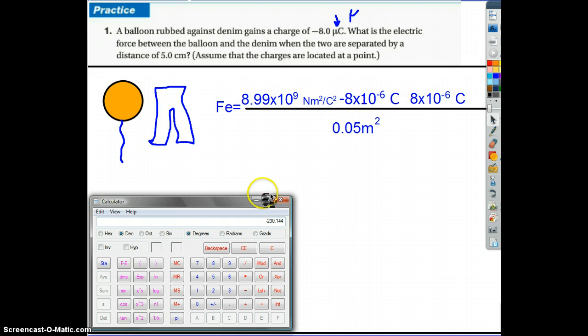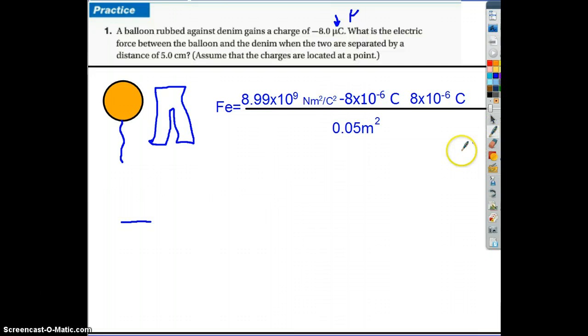Now, if you got 230 and then your exponents are off because you didn't adjust your powers of 10, but you still got 2.3 times 10 to the whatever, you were doing the calculations properly. You just didn't know what to do with your exponents. And that's something we can fix over time. That's a very common mistake.